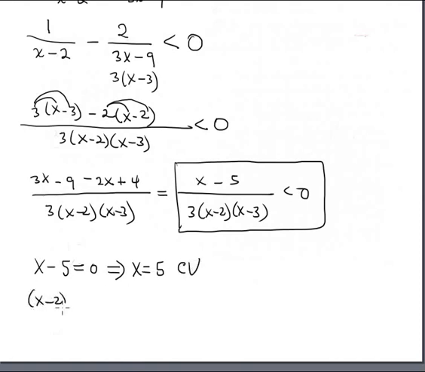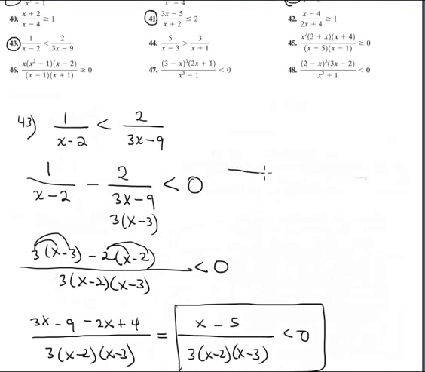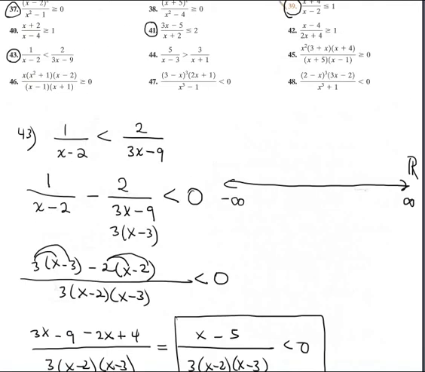And the restriction is the 0 of the denominator. I don't care about this 3, it's not important. Then it's 2 and 3. The restriction, 2 restrictions. Okay, now we're using the restriction and critical value for doing the partition. This is the partition of the real numbers, from negative infinity to positive infinity. The critical value and restrictions are 2, 3, and 5.